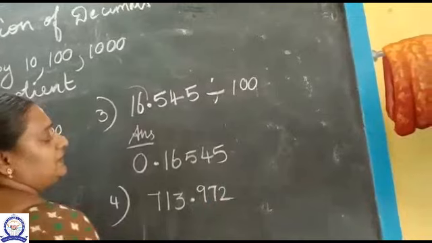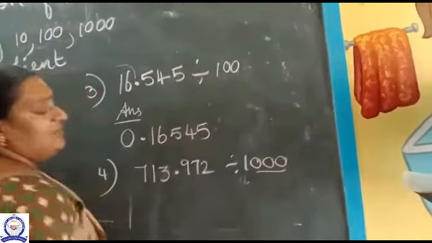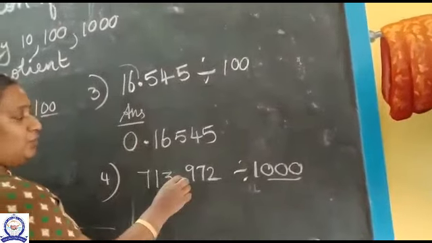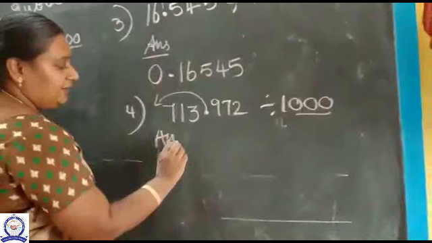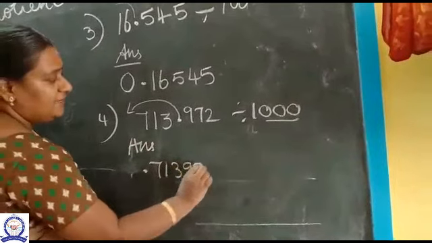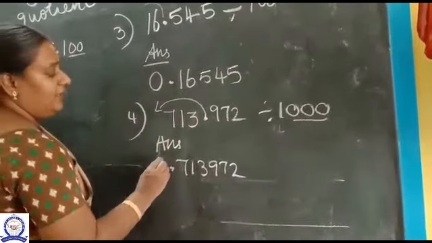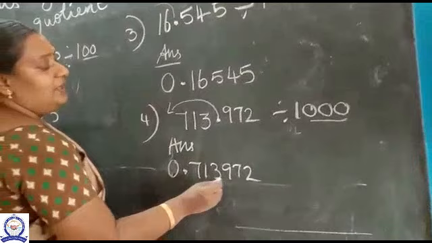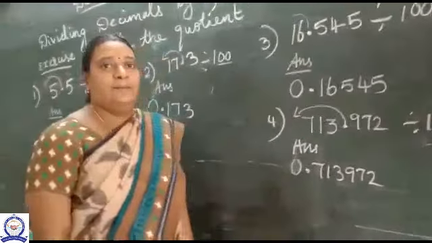Similarly, fourth question, 713.972 divided by 1000. So here in 1000 we have 3 0. So the point will move 3 places to the left. So the answer 0.713972. So point இங்க வரும் 3 place left ல move ஆகும், divide பண்ணும்போது. So 0.713972 is the answer.